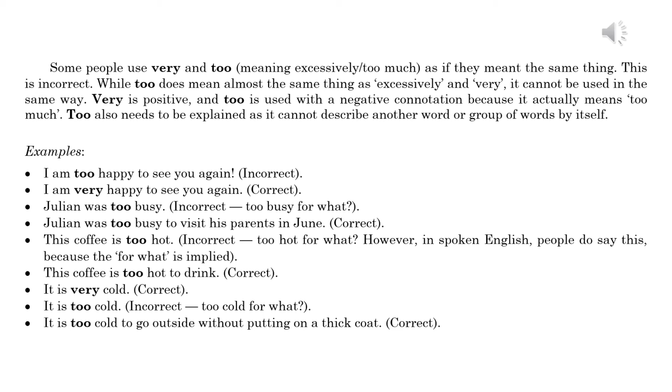This coffee is too hot. Incorrect. Too hot for what? However, in spoken English, people do say this because the for what is implied. This coffee is too hot to drink. Correct. It is very cold. Correct. It is too cold. Incorrect. Too cold for what? It is too cold to go outside without putting on a thick coat. Correct.